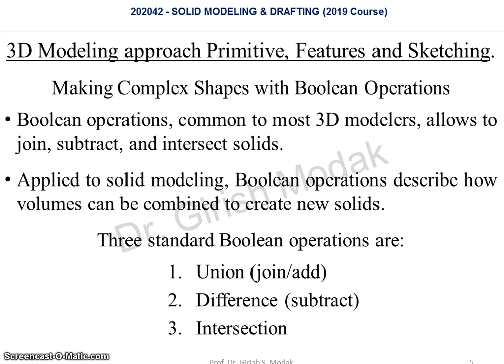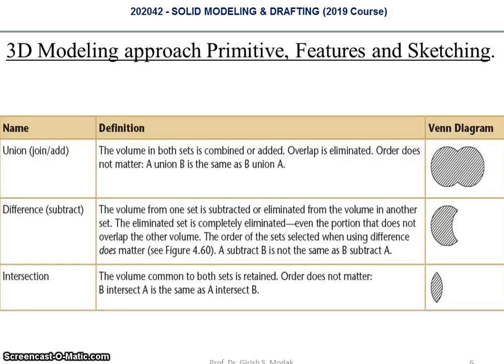As I said, you need to unite or join, subtract or intersect them. These operations of combining are called Boolean operations, and as it is written on the slide, making complex shapes with Boolean operations, they are used to join, subtract and intersect solids. So let us see how to do that.